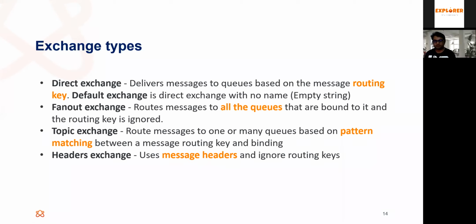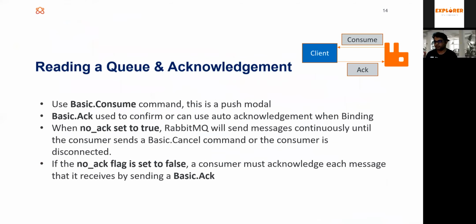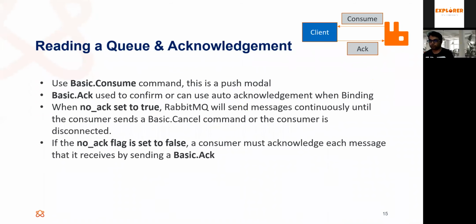So we have covered exchange, queue, binding, and exchange types. We have to know one more thing to make this work, that is how to read from a queue. Now we have declared the exchange, declared the queue, created the binding, and messages are flowing inside RabbitMQ, and we want to connect and read the messages. So let's check how we can do that with this queuing protocol.